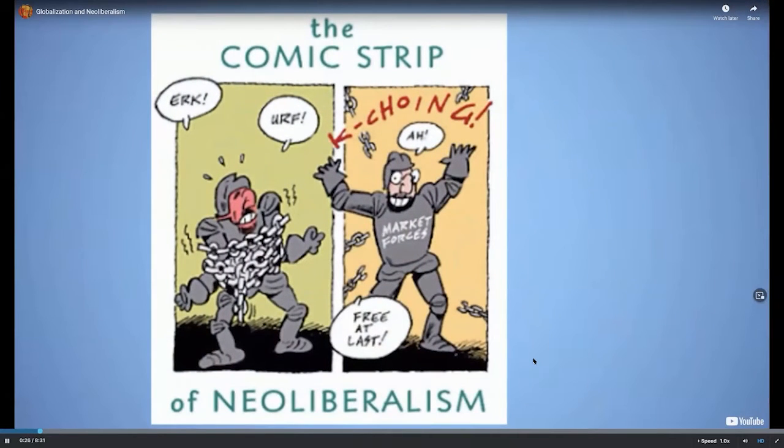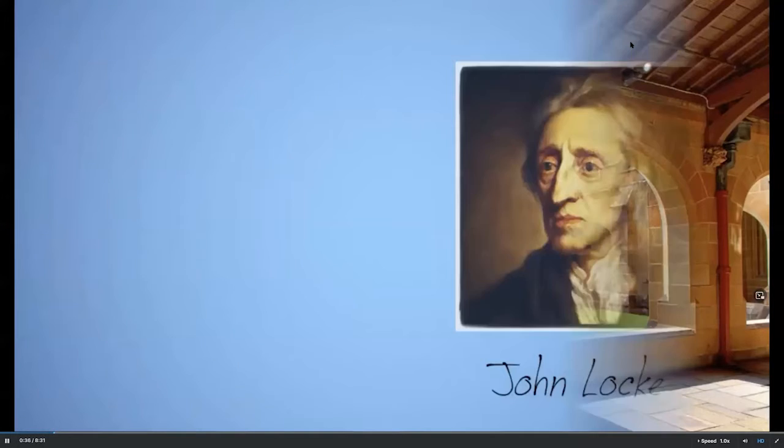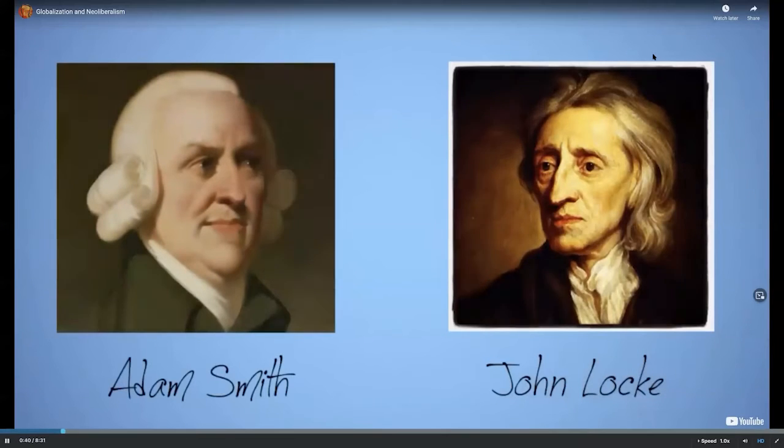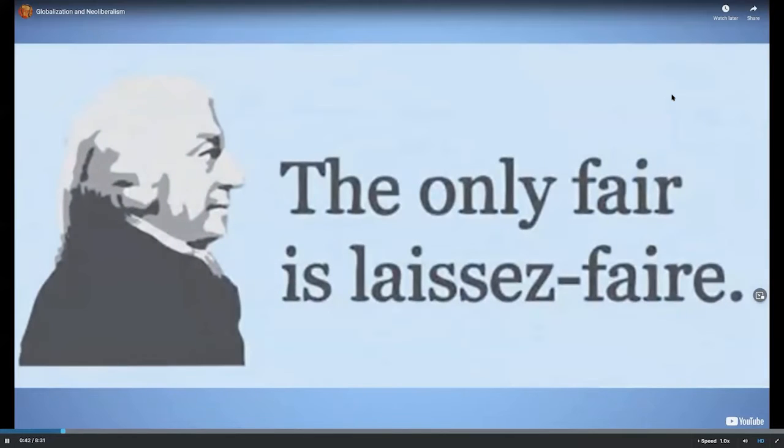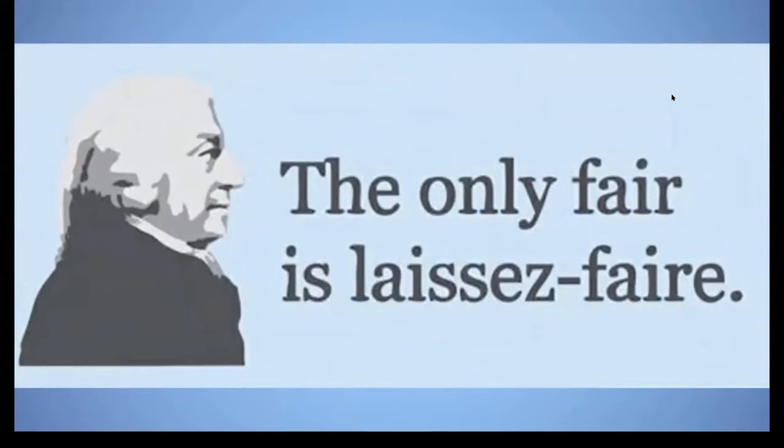It emerged in the 1970s as a more radical form of classical liberal philosophy, which is most commonly associated with the 18th century Enlightenment thinkers John Locke and Adam Smith. These classical liberal thinkers advocated a separation of economics and politics and minimal government intervention in economic affairs and markets.